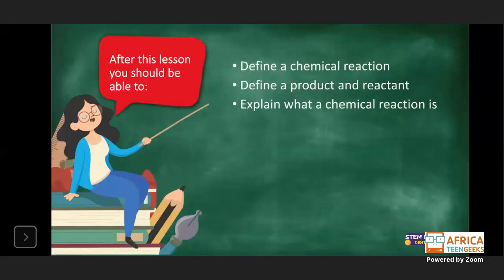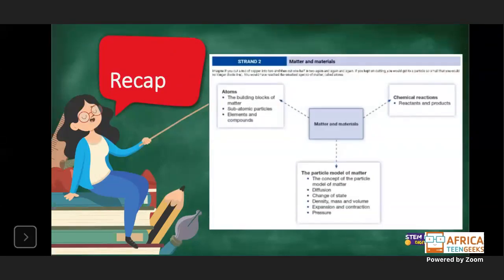Okay, so guys, last week we looked at atoms, right? We did revision on matter and materials and we looked at atoms. We also covered the particle model of matter. We looked at the change of state, density, mass and volume, expansion and contraction, as well as pressure. And Friday we played Kahoot. And again, well done to the top learner in Kahoot.